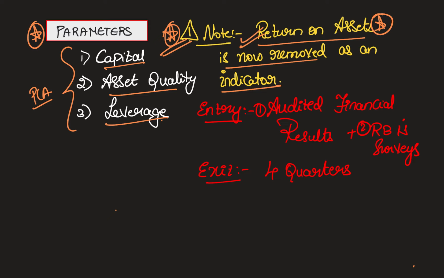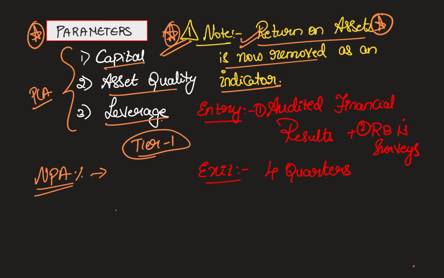So you know that capital is all about the capital adequacy ratio, which we have discussed. Asset quality is nothing but the percentage of NPAs, and when we're talking about leverage ratio, we are talking about how much tier 1 capital is present with the bank. We have discussed tier 1, additional tier 1 and tier 2 capital in the previous video. If you don't know that, please go back and watch it.